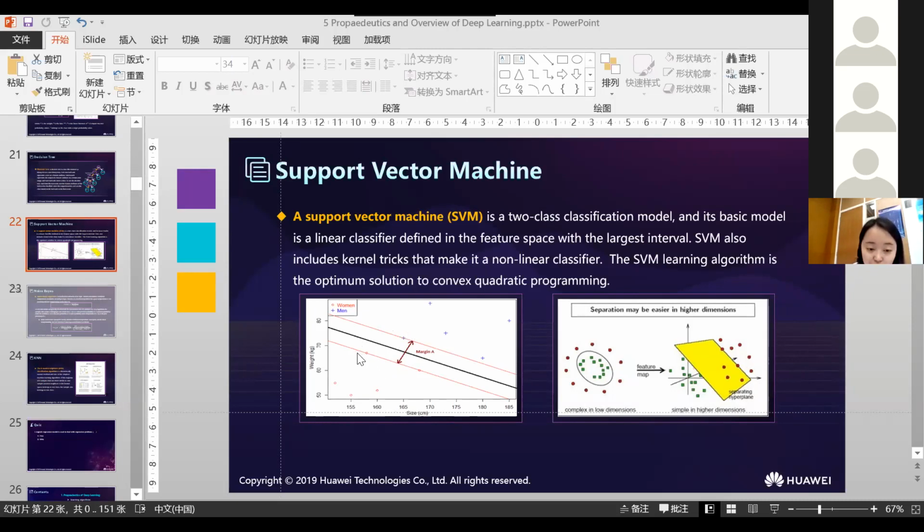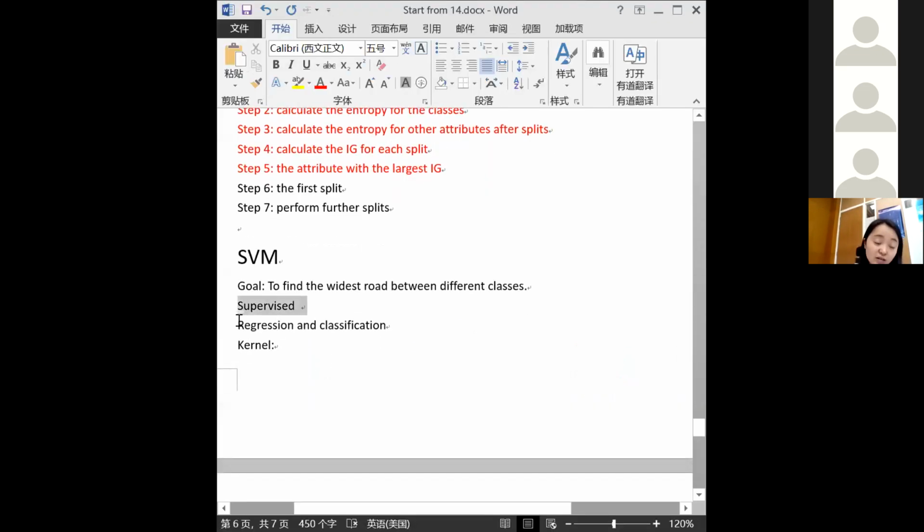So the support vectors are the important samples that determine the final classification boundary. So that is the support vector in SVM, and it's a supervised learning algorithm, of course, and it can solve both classification and regression problems. And then we talk about the kernel trick for support vector machine.